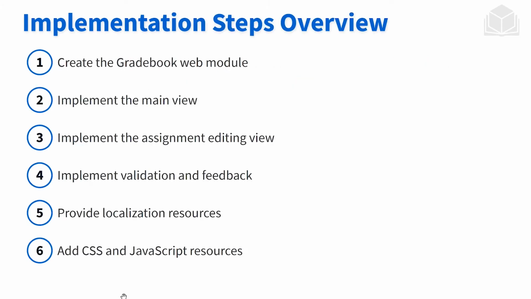These are going to be the 6 steps that we're going to be going through. There's of course more than just 6 steps. Each one has a lot of sub-steps, but this is the high level overview. We'll create the Gradebook-Web module. From there, we'll implement the main view. We'll implement the editing view of our assignment. Next, we'll implement some validation and feedback. We'll implement localization, so we have support for other languages. And finally, we'll add some CSS and JavaScript resources.